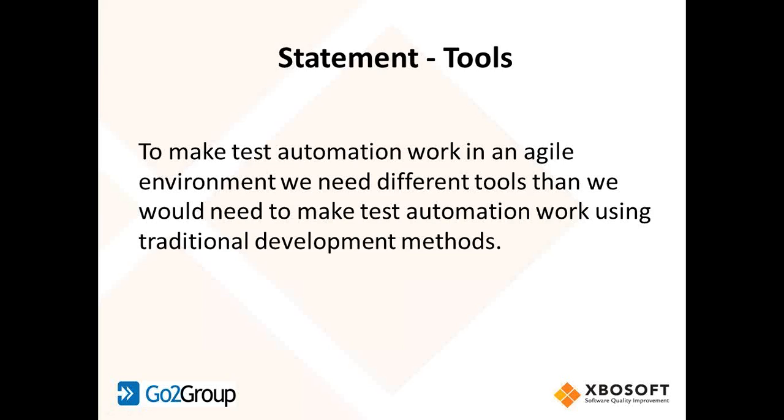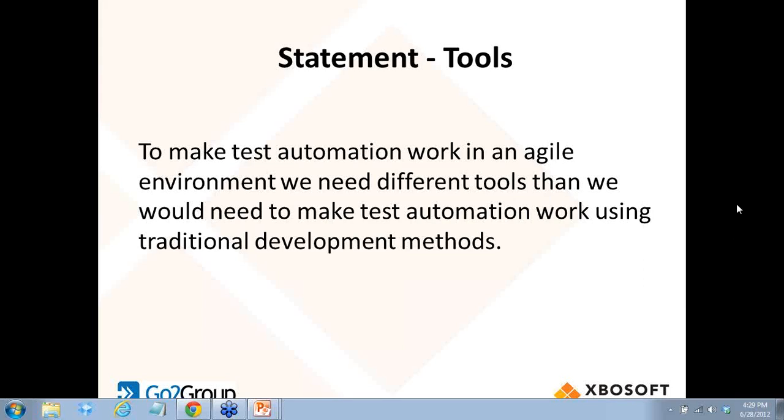To make test automation work in an agile environment, we need a different tool set than we would need to make test automation work using traditional development methods. What's your take on this, Mike? Yeah, there's not a lot out there. I don't want to bash on products, but QTP is not really an agile product. It's a very expensive product as well, but if they're going to continue to use QTP, they obviously, like I said earlier, are going to have to break it down into smaller pieces.